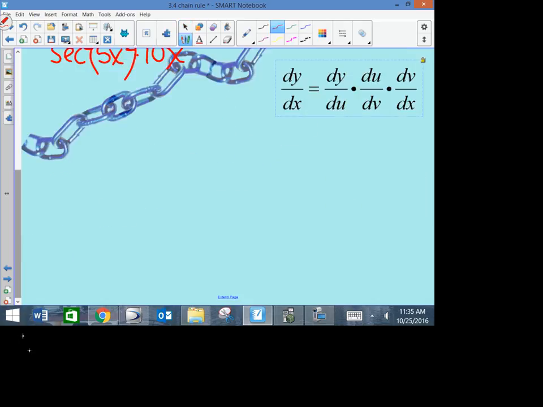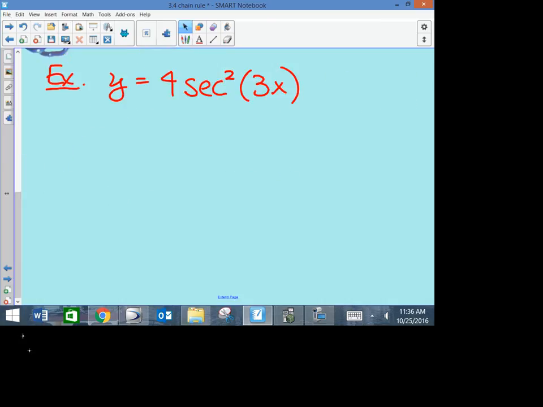All right. So let's see. y equals 4 secant squared of 3x. Yeah, that'll work. Okay, try your chain there. It's going to be more than 1. That 4 is a constant multiple, so just leave it alone. It's just going to hang around with your u.